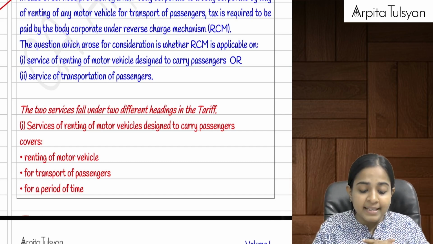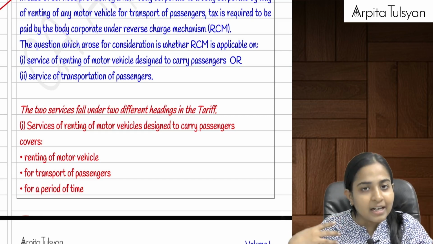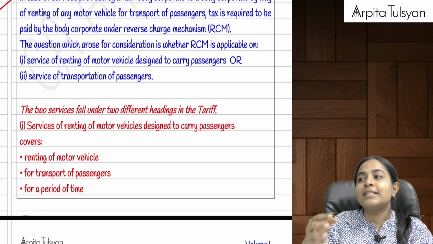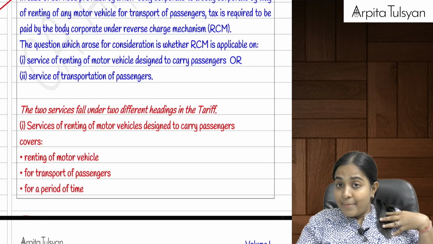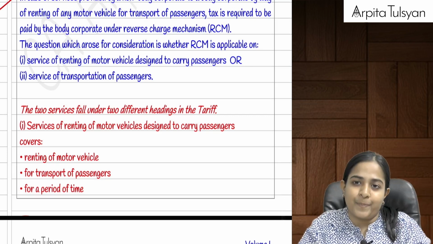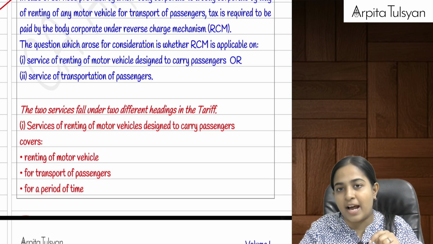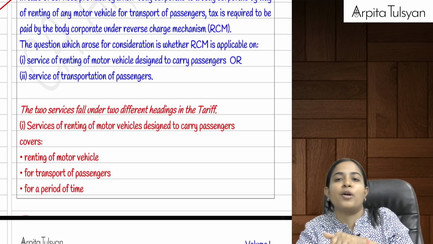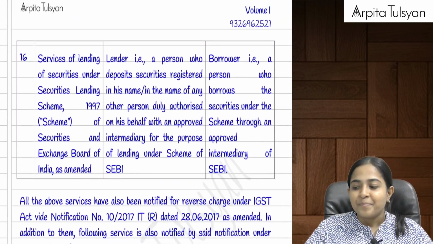But what happens in case of transportation of passengers? Transportation of passengers means the vehicle is mine, and I am just transporting the passengers from one place to another. Timings I will decide, route I will decide. I am just providing the service to you. That is, transportation of passengers is not included here in case of RCM. Only renting of motor vehicle is included here. That is given here in the circular. Are you clear with this?